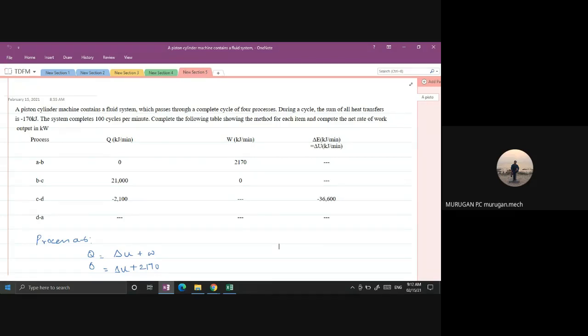Completed, sir. Okay. So what is the first law of thermodynamics? The first law of thermodynamics indicates that Q equal to delta U plus W. Am I correct? Yes, sir. In this problem, let us consider this process A to B. What is Q? W is given as 2170 and delta E is nil. So we are going to find out this delta U. This dash represents the question mark.